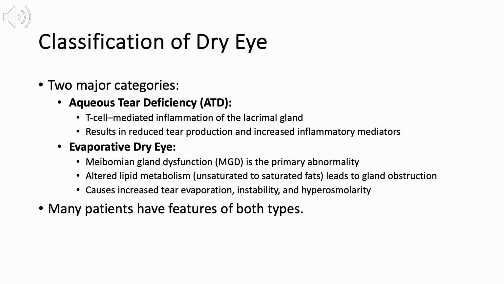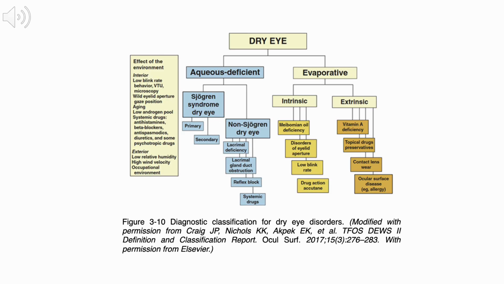This dysfunction causes increased tear evaporation, resulting in tear film instability and tear hyperosmolarity. It is important to note that many patients exhibit features of both categories, highlighting the multifactorial nature of dry eye disease. This chart depicts common etiologies of dry eye within the two major categories, aqueous deficient and evaporative.